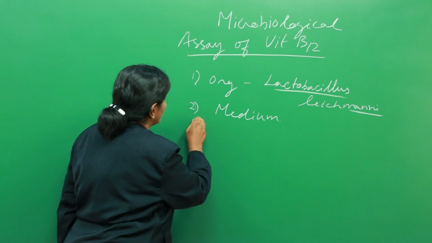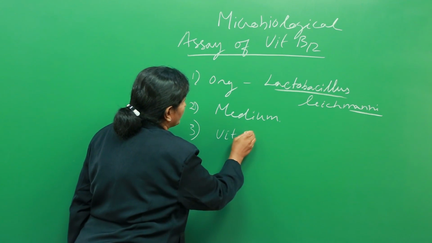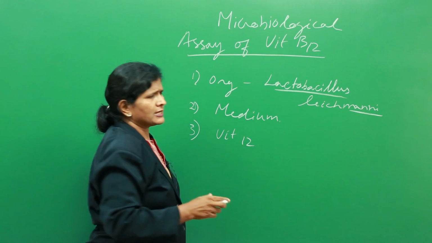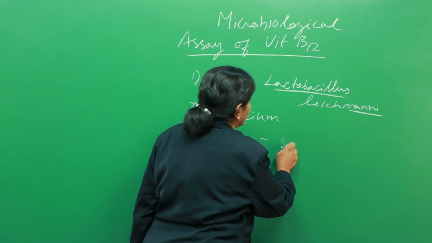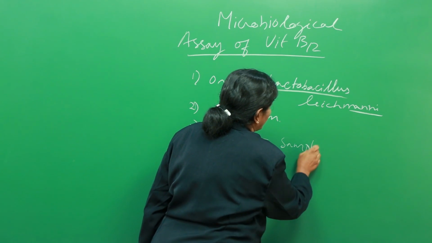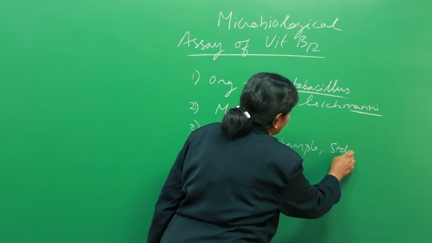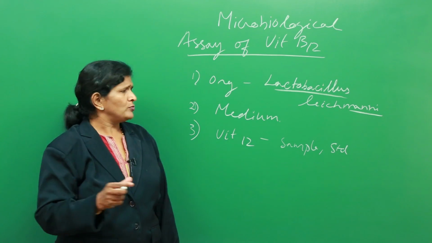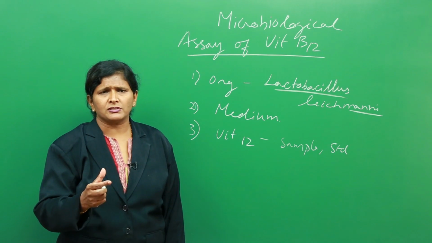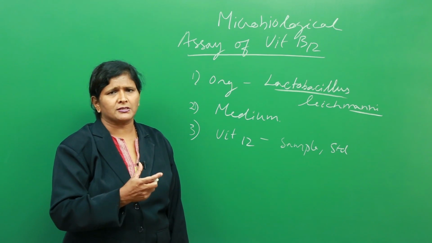And then you need the concentration of vitamin B12. So different concentrations, as per the pharmacopoeia, are prepared, that of the sample and the standard. So you have sample vitamin B12 and standard vitamin B12. The samples are prepared. Serially they are added into the tube along with the medium. Medium is also selected. You have a specific medium which is used.